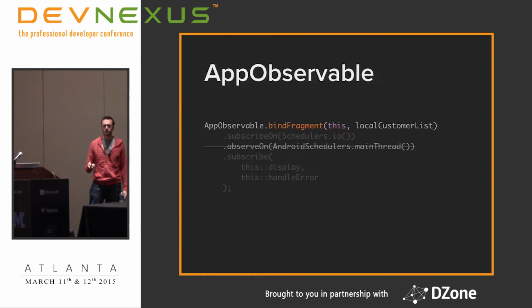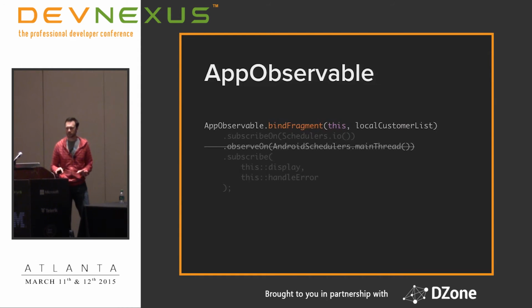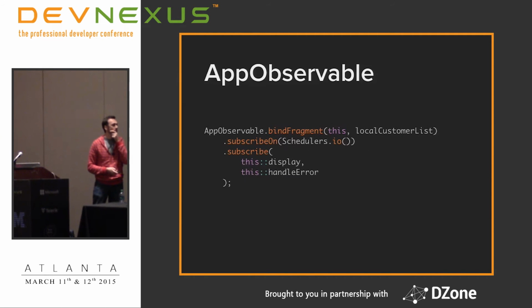But there's also some other ways to clean this up and get that information out of here. I mentioned App Observable is a class that helps you. It also will automatically do the observe on Android main thread for you, so you can get rid of this if you are binding to the app observable. And you probably want to do this because, like I said earlier, it gives you the protection against the handling happening after the fragment's been destroyed.